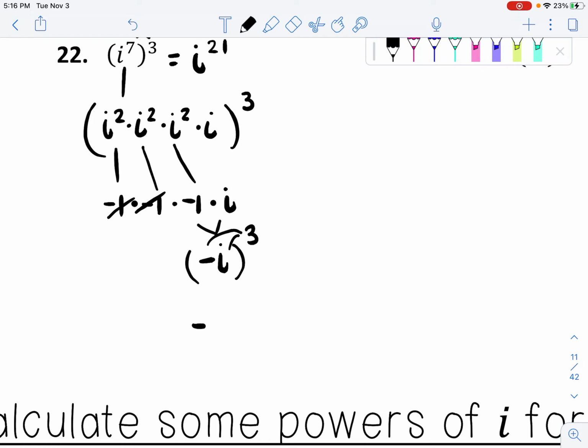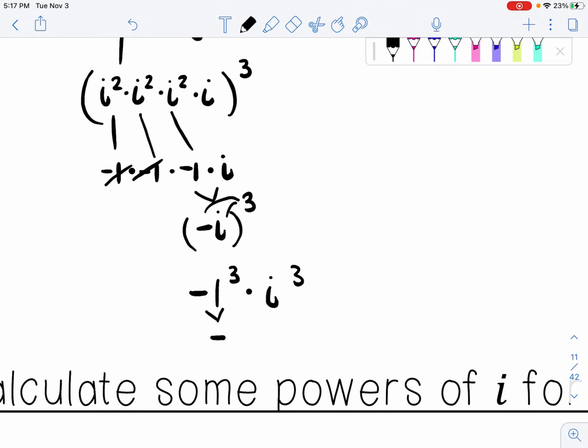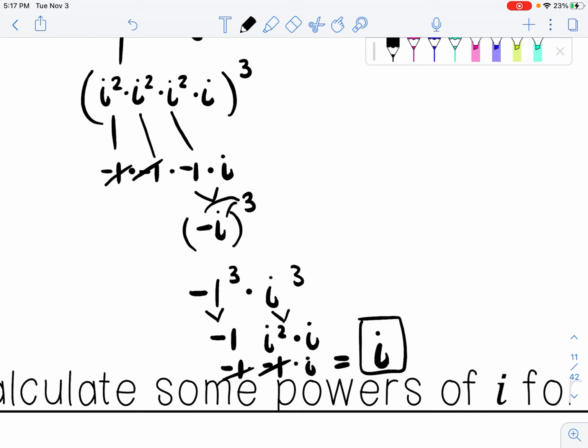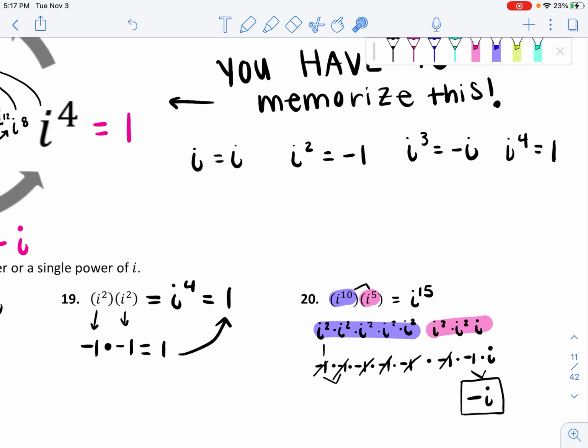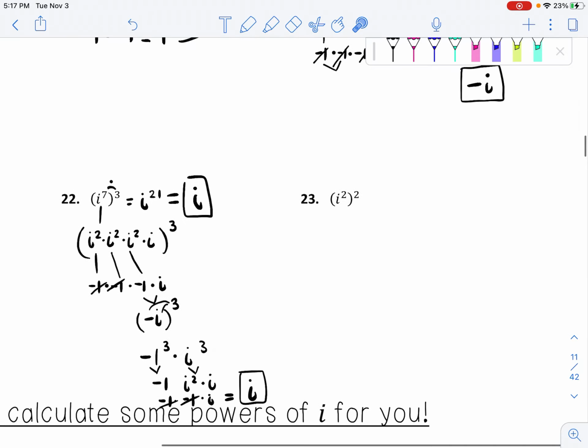So I raise each of these to its own 3rd power. So that's negative imaginary 1 to the 3rd power times I to the 3rd power. Negative 1 to the 3rd power is negative 1. I to the 3rd power, well, that's I squared times I, which I squared again is negative 1. So this is negative 1 times negative 1 times I, which equals, these eliminate to give me just I. So that was a really long way of doing it. I think the much faster way would be to just keep going like I did before. So 4, 5, 6, 7, 8, 9, 10, 11, 12, 13, 14, 15, 16, 17, 18, 19, 20, 21, giving me I.